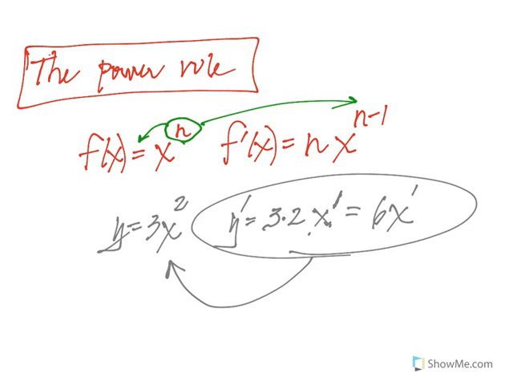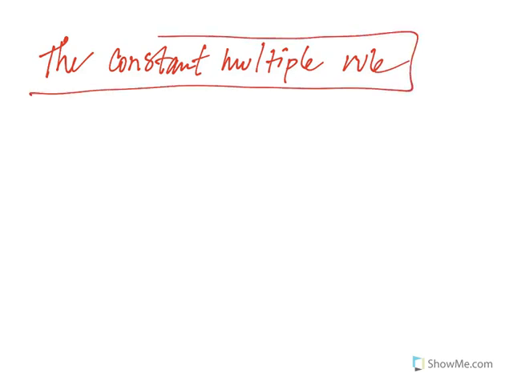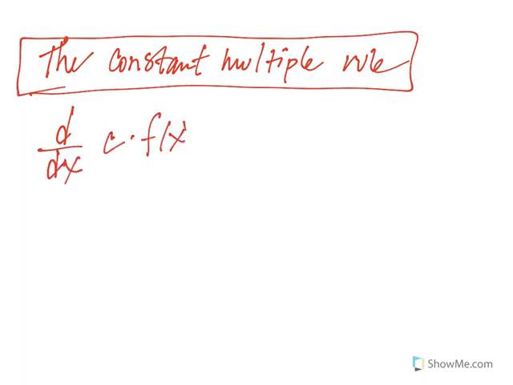All right, the next rule is the constant multiple rule. Hopefully you guys can read my handwriting. Constant multiple rule basically says this: if you take the derivative with respect to x of a constant times some function, let's say it's f of x, what I end up with is the constant times the derivative of the function. And that's actually what you've already seen.